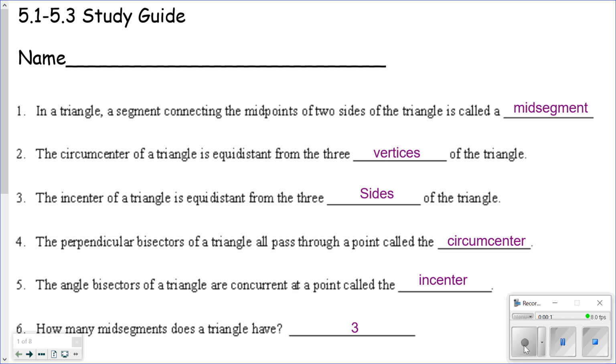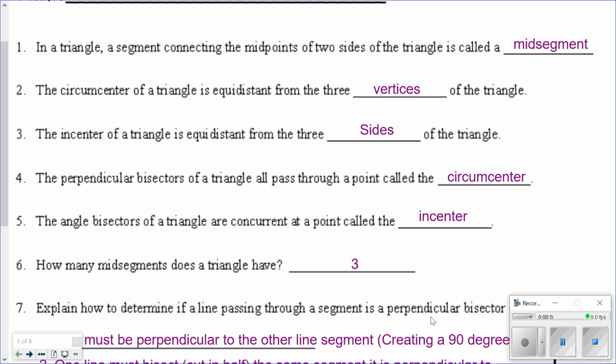Alright, so the first 7 questions are all vocab terms. In a triangle, a segment connecting the midpoints of 2 sides of the triangle is called a midsegment. Number 2, the circumcenter of a triangle is equidistant from the 3 vertices of a triangle. Number 3, the incenter of a triangle is equidistant from the 3 sides of the triangle. Number 4, the perpendicular bisectors of a triangle all pass through the point called the circumcenter. Number 5, the angle bisectors of a triangle are concurrent at the point called the incenter. Number 6, how many midsegments does a triangle have?